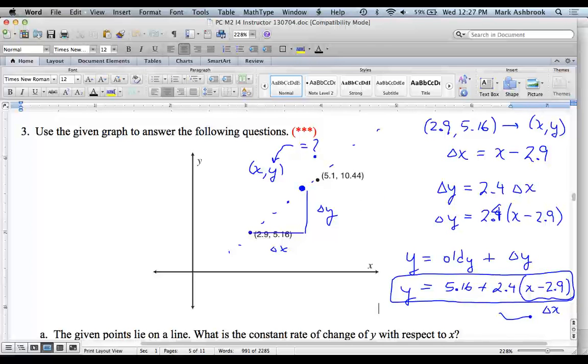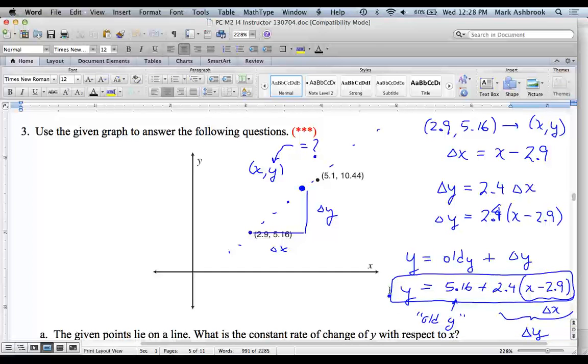What is this right here? Given that change in x, we know exactly what the change in y is using constant rate of change. And then, what's the 5.16? Starting value of y. Old y. And so now our new value of y is the old y plus the change. So the nice thing about this form is we can look at that and see it's based on the starting point of 2.9, 5.16. Our constant rate of change is 2.4. And we know that we get our new value of y by adding the old y plus the change in y.